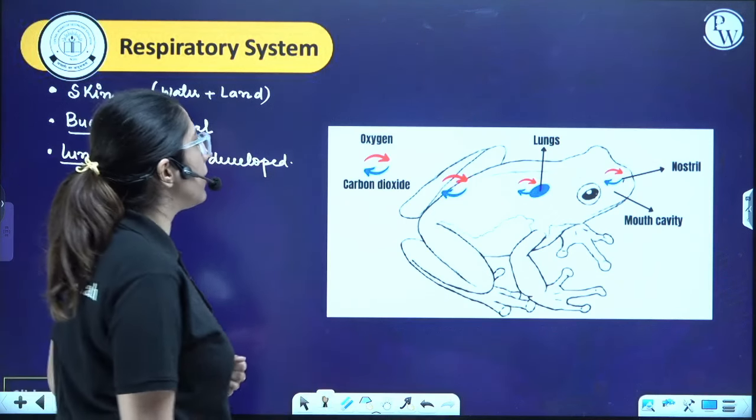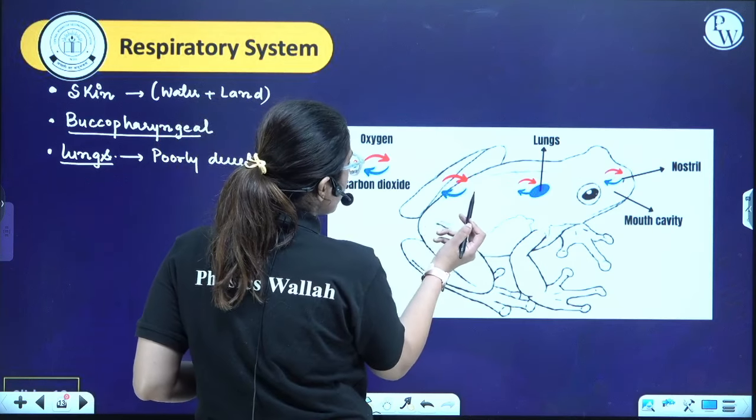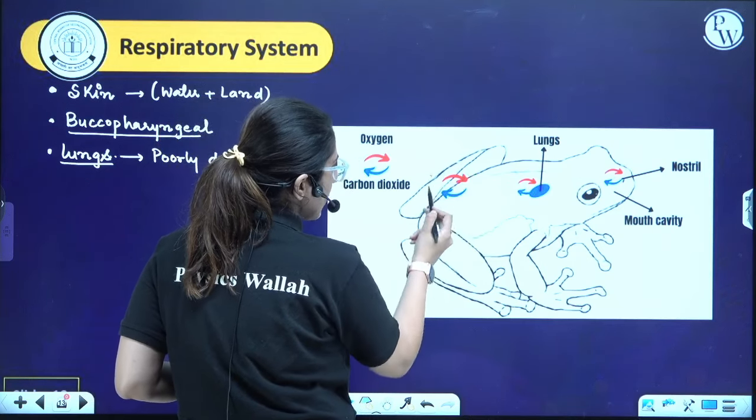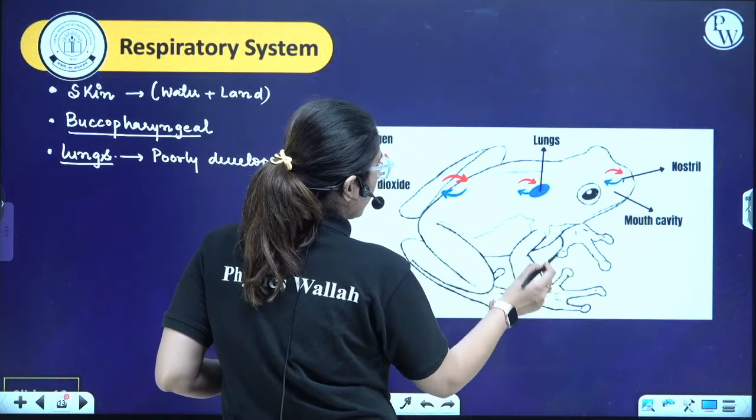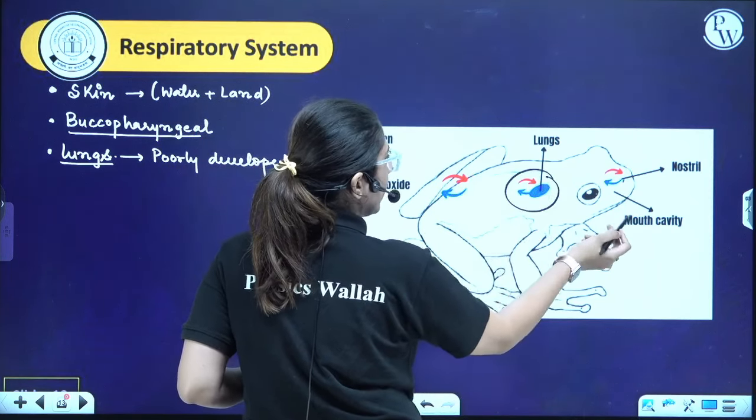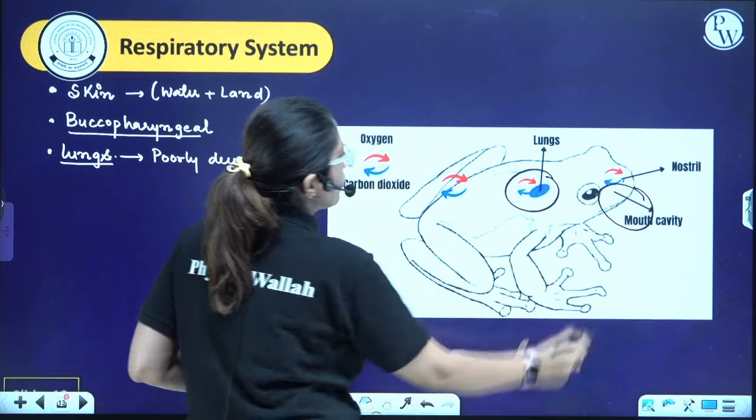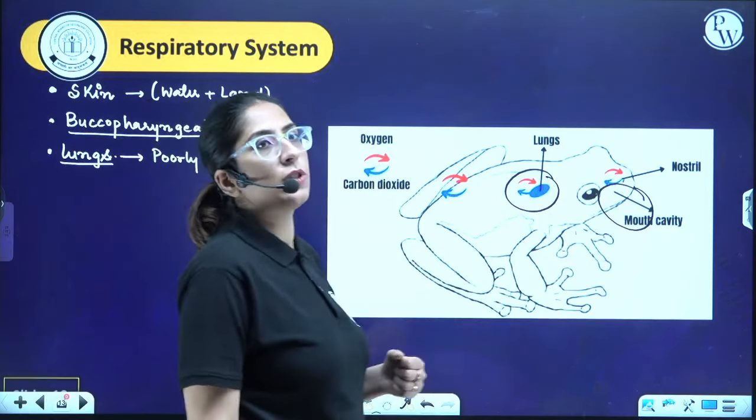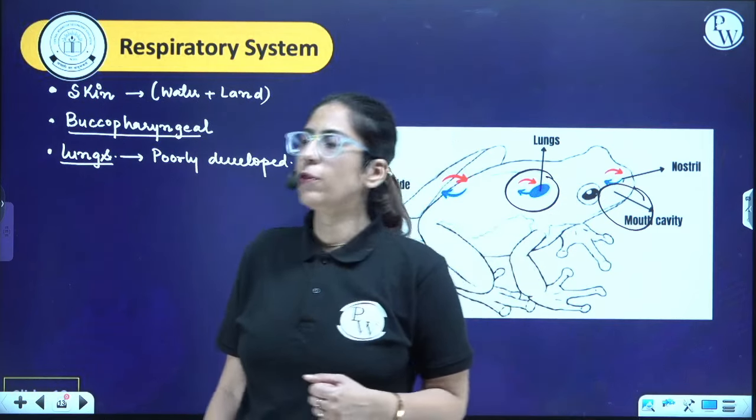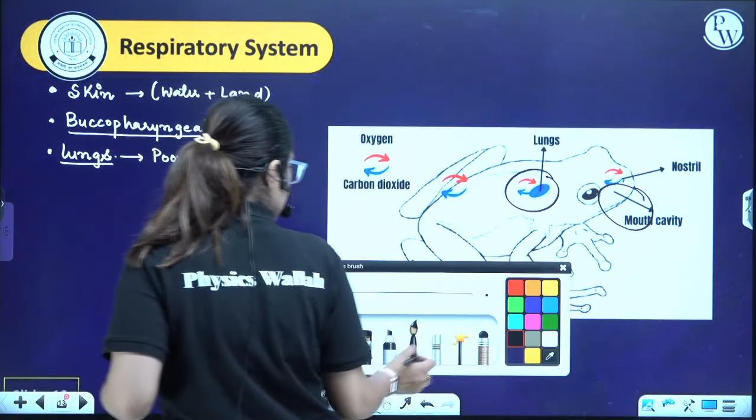Clear? Now here in this diagram, you can see oxygen comes in and carbon dioxide goes out from the skin. And with the help of lungs also, here from the mouth cavity also. Done? Clear? Whereas when we talk about the tadpole, the tadpole respires with the help of gills.